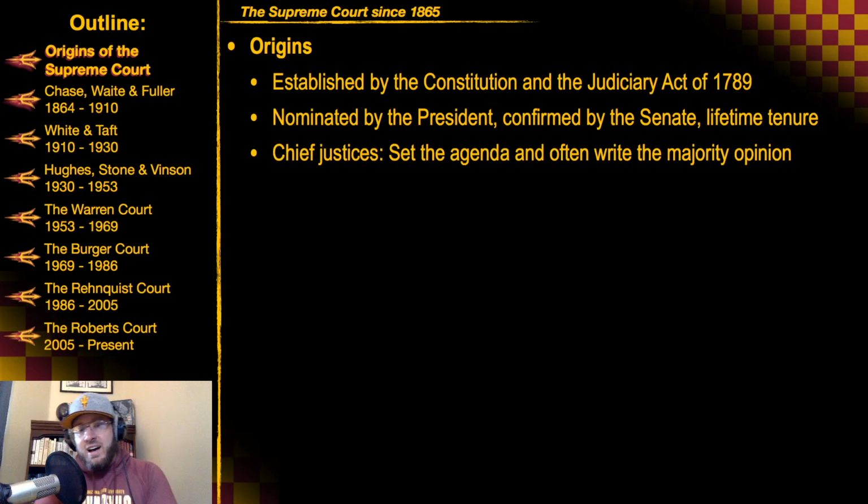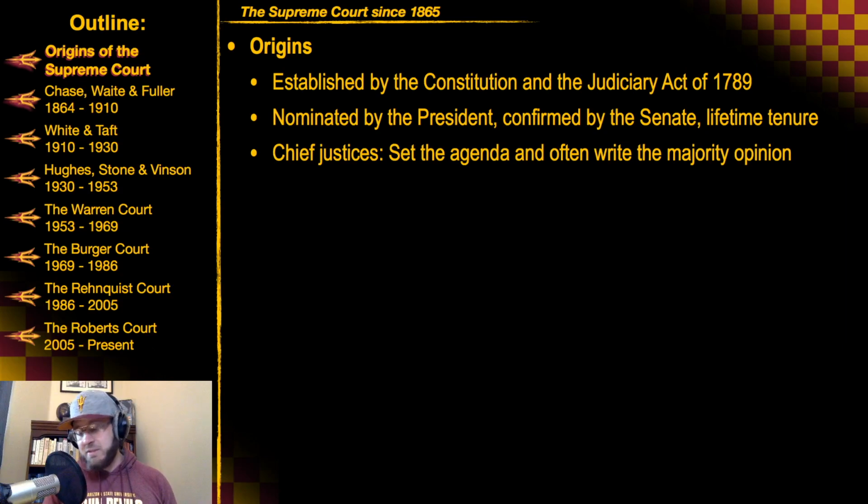Because given the number of cases that are pitched to the Supreme Court, in reality, the court can only hear, I believe it's less than 1% of the cases that are brought to it. So setting that agenda and helping to decide which cases the court will hear is an incredible privilege and helps to shape the rulings that the Supreme Court eventually arrives at.